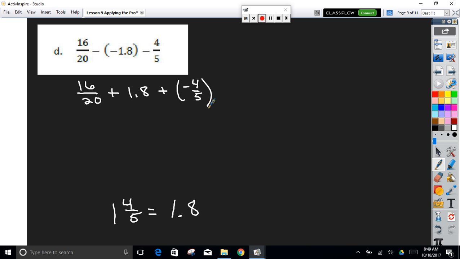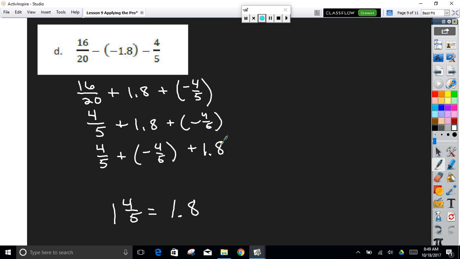Okay, then Sky noticed that you could reduce 16/20ths to 4/5. My thinking on this was I could make a common denominator and add them together, but she saw right away that this would reduce. So I'm going to do it Sky's way because it's actually a little simpler that way. 16/20ths reduces to 4/5. And then if we move the negative 4/5 over next to the 4/5, we get 0 plus 1.8, which is just 1.8.